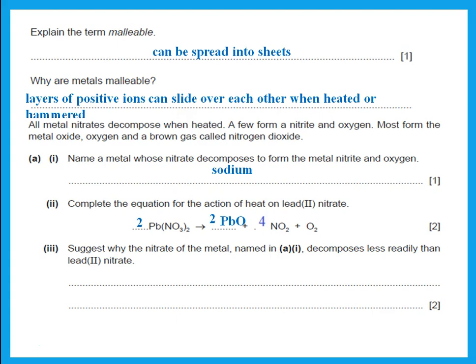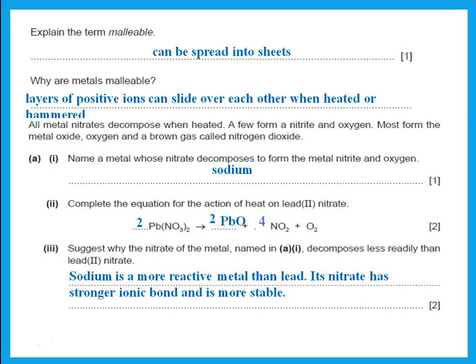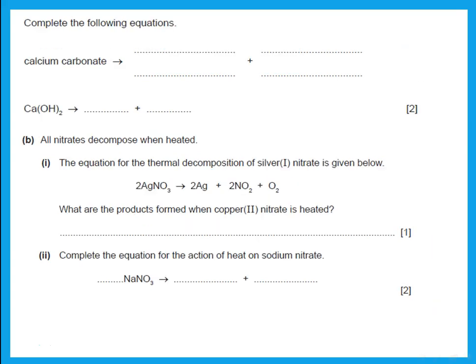So why is it that sodium nitrate, for example, does not decompose easily? Because sodium is more reactive, its nitrate has stronger ionic bonds and is more stable. Okay, sodium is a more reactive metal than lead, so its compound has stronger ionic bonds and will be more stable. Complete the following equations.